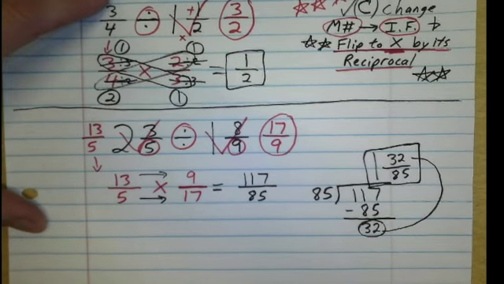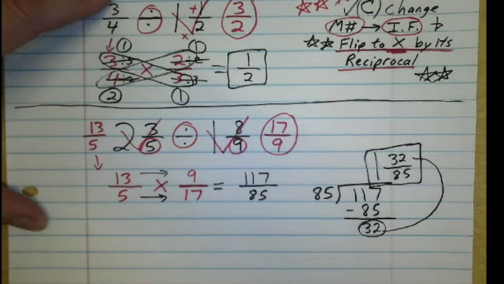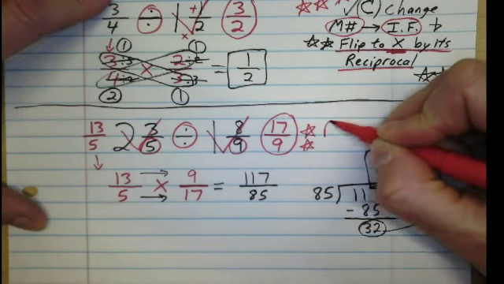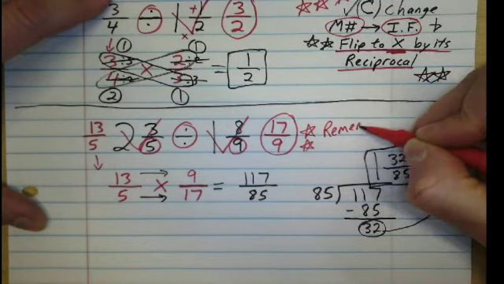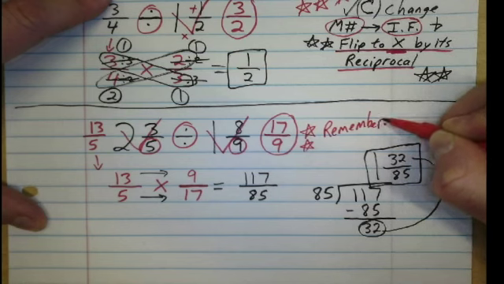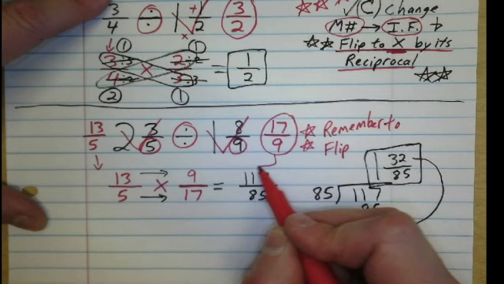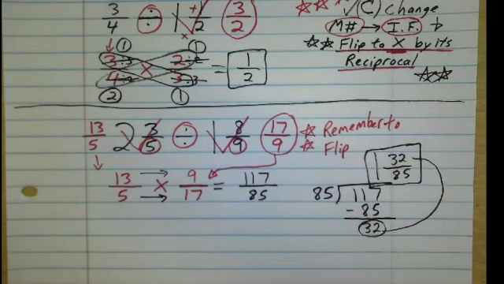So what's important to remember when I have two mixed numbers? I think it's important that you remember this guy right here. You have to remember to flip that 17/9 over here to 9/17. That's the one that people forget to flip because there's so much work involved in this problem.